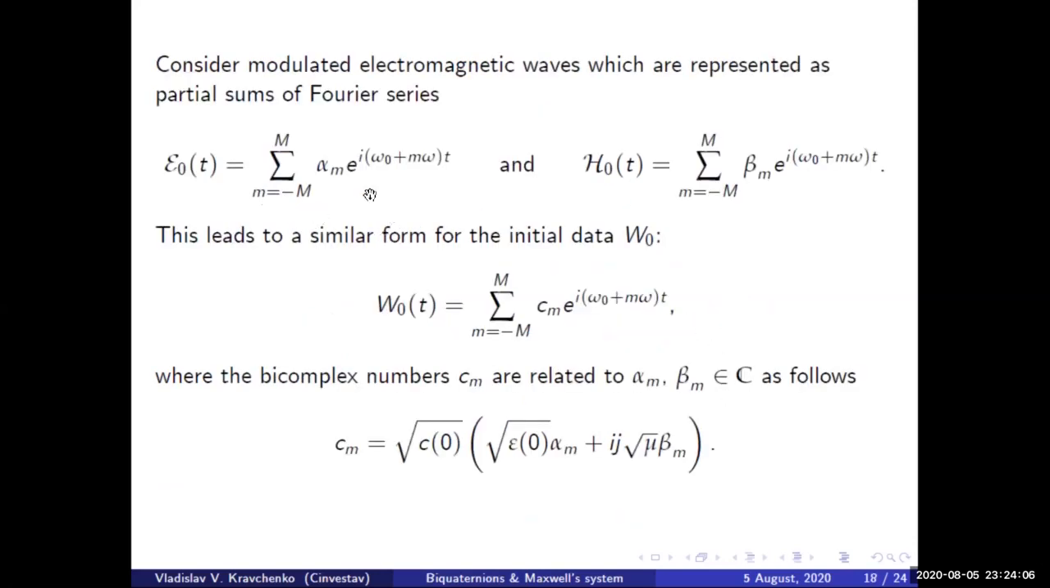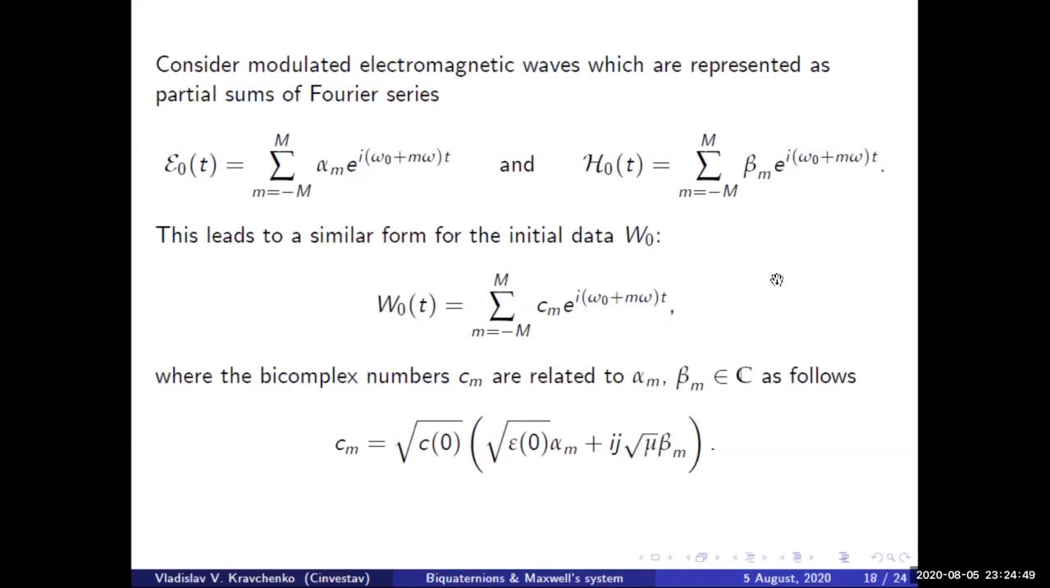Let us suppose, for example, that the incident wave has such a form, a partial sum of some Fourier series. This is the most important case, in fact, in practice. Even the case when this M is just zero, so you obtain just one plane wave incident on the inhomogeneous medium, is already of interest because explicitly this model cannot be solved even in this case.